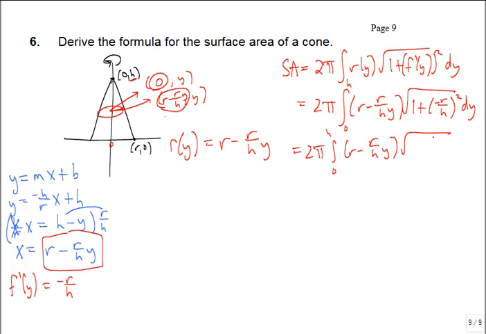This would become 1 plus r squared over h squared dy. Now this is doable, it's just going to take a little bit of work to finish it out. Before we get to the actual solving, let's talk about what the alternative version of this would look like.